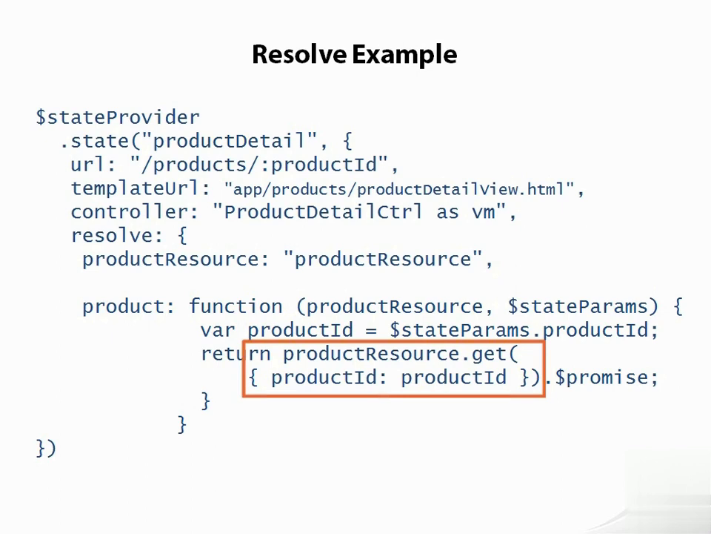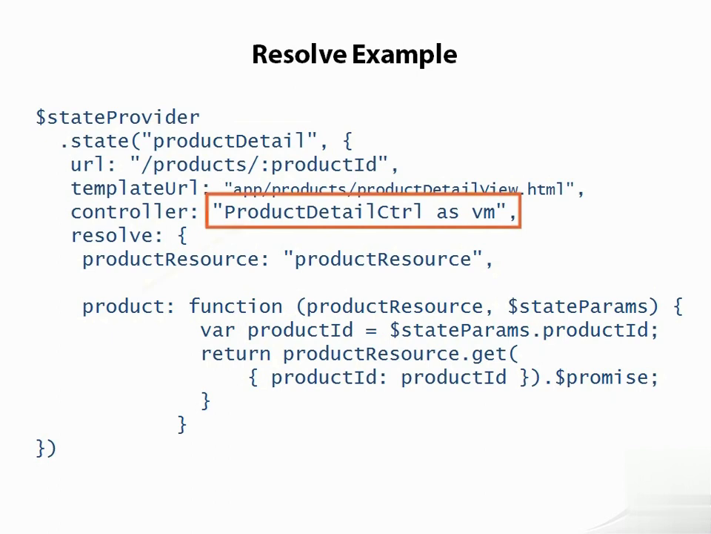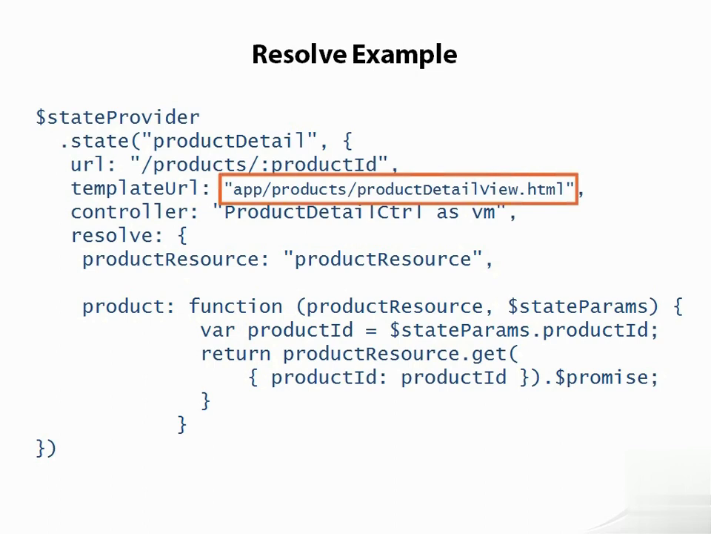When the data is returned from the service, the state is activated, the controller is constructed, and the product dependency is injected into the controller. The defined template view is then displayed, and the data in that view is populated from the model defined in the controller. Let's add this code to the sample application and give it a try.